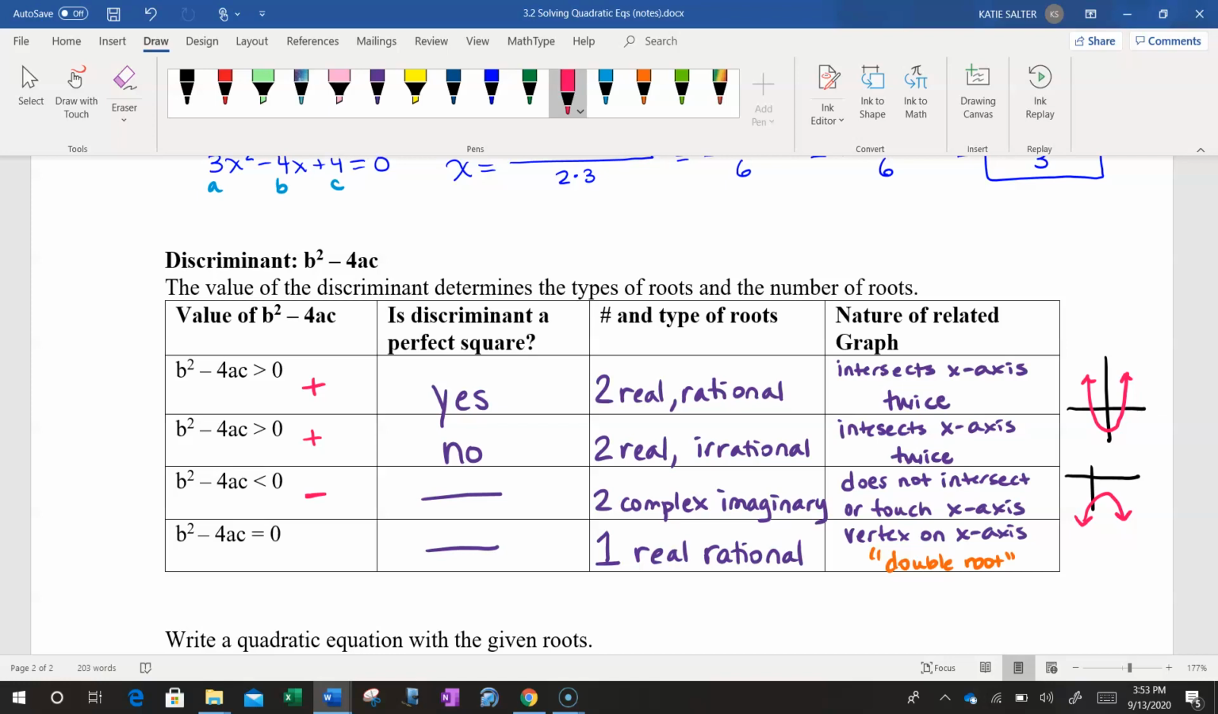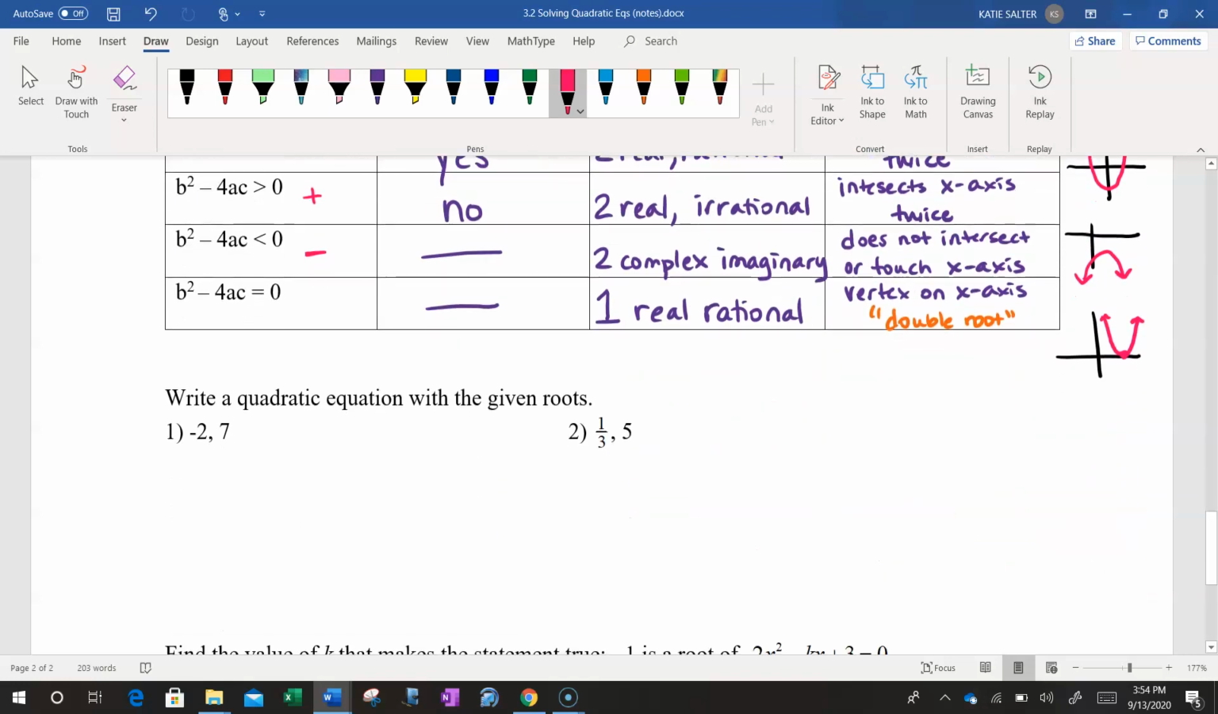And the last situation is, what if the discriminant is 0? Well, if the discriminant is 0, you're going to end up with plus or minus 0, so you're only going to end up with one answer, and it's going to be one real rational root. And that's the situation where you have that double root and your vertex, your max or min, sits right on the x-axis. And that vertex, that root, is the same thing as the axis of symmetry, because that's what we're left with. All right, last part of our lesson.